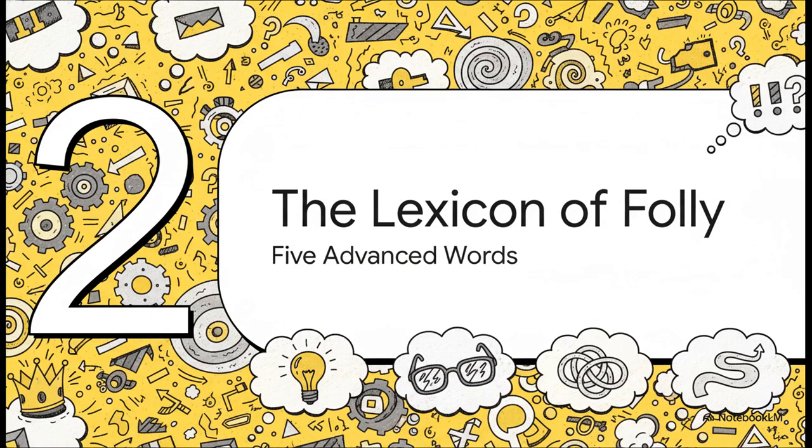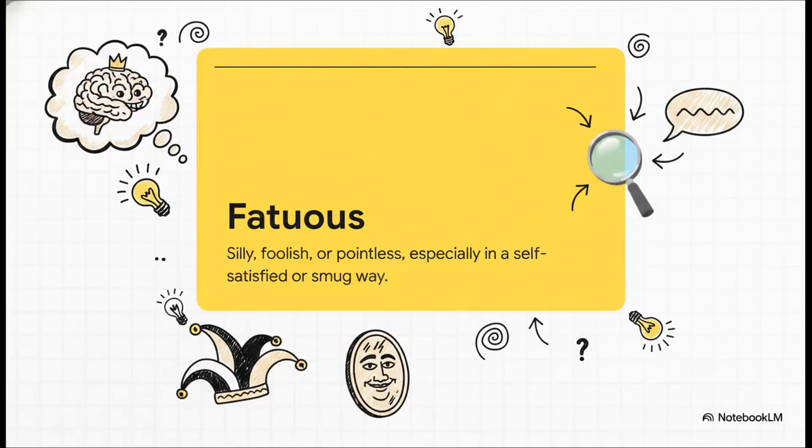Moving to Section 2, the Lexicon of Folly. 5 advanced vocabulary words. Let's see how this builds our vocabulary by looking at 5 specific, highly descriptive words for a lack of good judgment. First up on our list, fatuous.